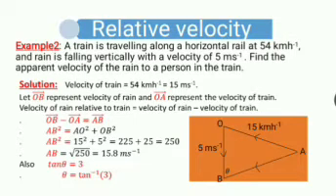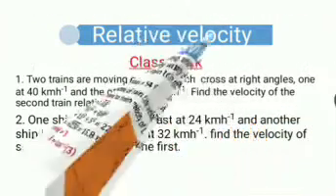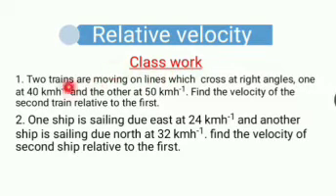Before you go, I would like you to practice these examples in this class work. Number one: two trains are moving on lines which cross at right angles, one at 40 kilometers per hour, the other at 50 kilometers per hour. Find the velocity of the second train relative to the first. They are not on parallel lines, so you use the second method.